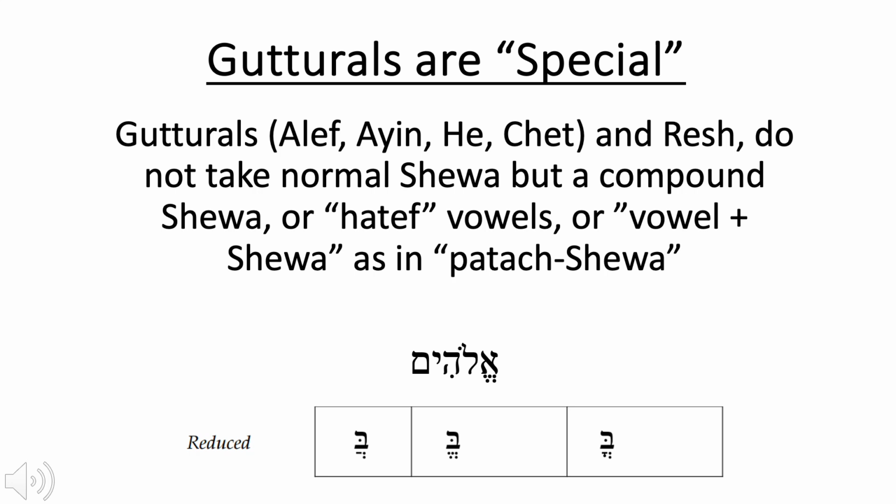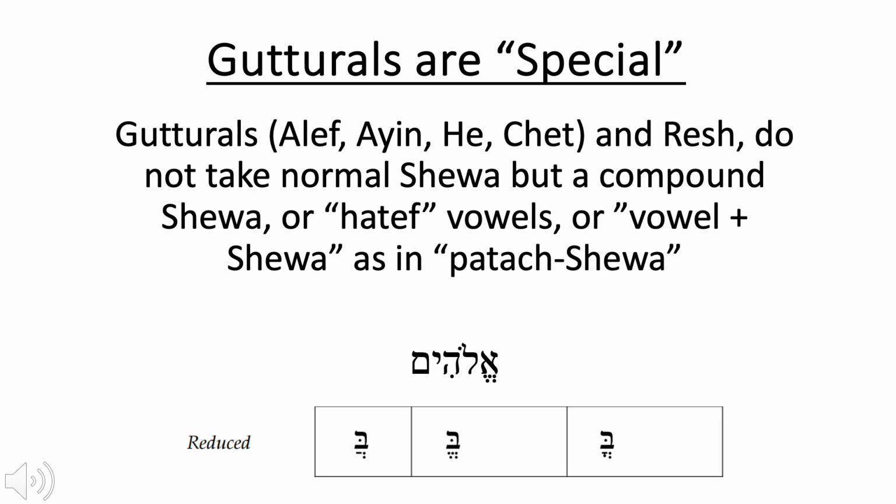Once again, gutturals and resh are annoying and think they deserve special treatment. Not that I resent that at all. So they take their own class of schwa. Not just the simple schwa, but what we call compound schwa. These at the bottom of the page here are patach schwa, segol schwa, and kamats hatuf schwa. A short O, the kamats hatuf, not the long A, kamets. Compound schwas are always pronounced.